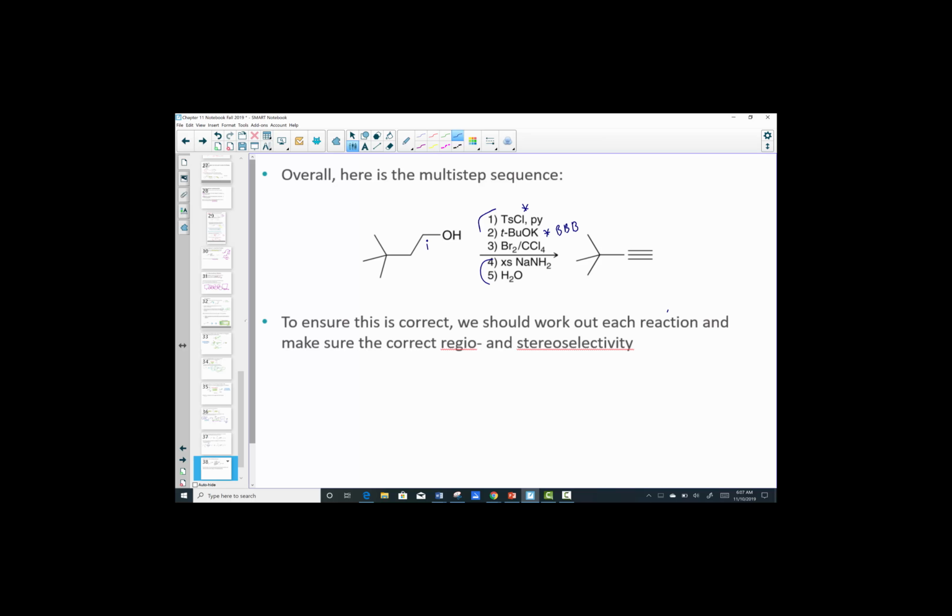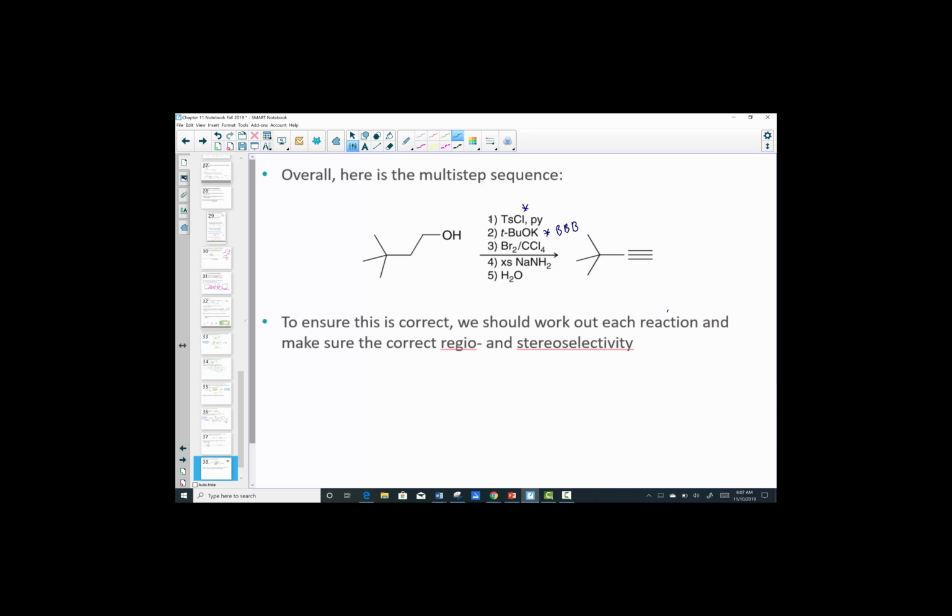So steps 1 and 2 are used to take off the alcohol and make the double bond. Step 3, add the bromine across in a nonpolar solvent, and steps 4 and 5, remove those bromines to create the alkyne. So remember, important to number them. I recommend thinking backwards as you tackle these problems. And to ensure that it's correct, work out each reaction and make sure it's regio and stereo selective. For example, with our trans configuration, I had to pick the correct reagent to end with trans, not cis.